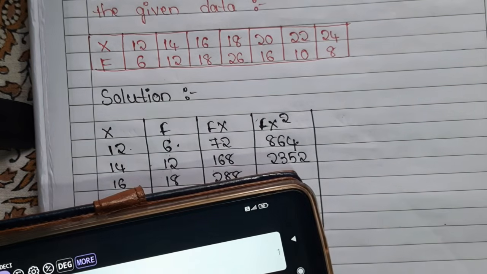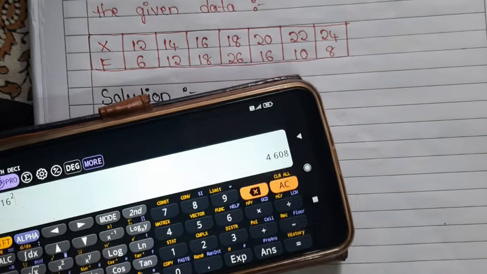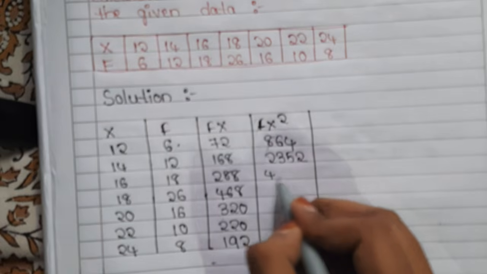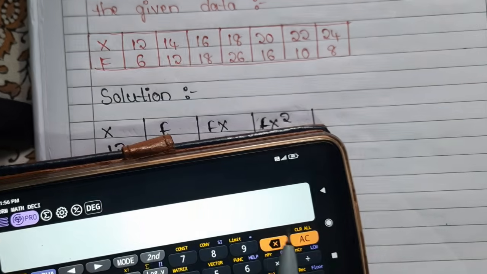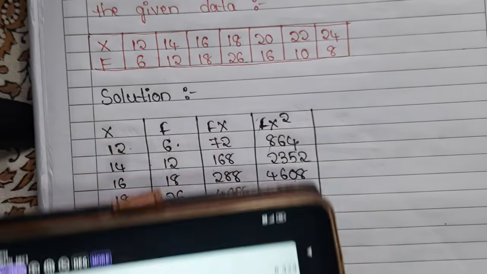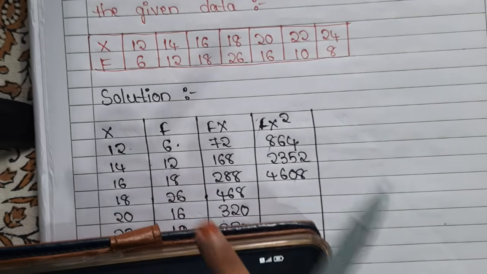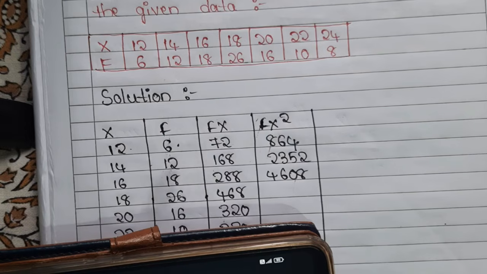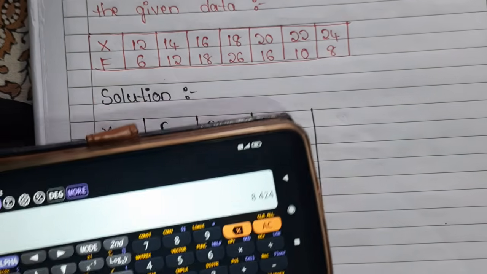Then again 18 into 16 square, 4608. Okay, and 26 into 18 square. Wait, that was 18 and 16, right? 18 into 16 square, yes, done. Now 26 into 18 square. It is 8424.